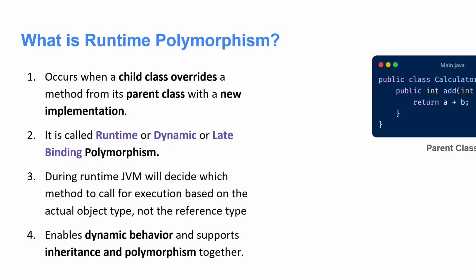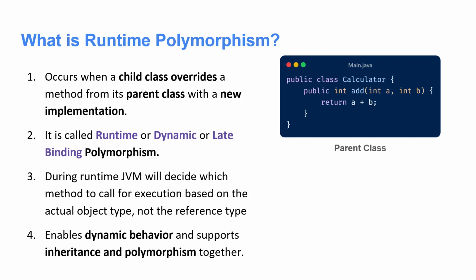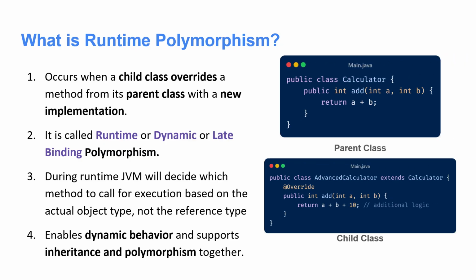For example, here's a calculator class with an add method. Now, advanced calculator extends it and overrides the same add method, but with extra logic. If you call add on a calculator reference pointing to an advanced calculator object, Java will run the overridden method in the subclass at runtime. This is a key feature of polymorphism, allowing you to write more flexible, extendable, and dynamic code.